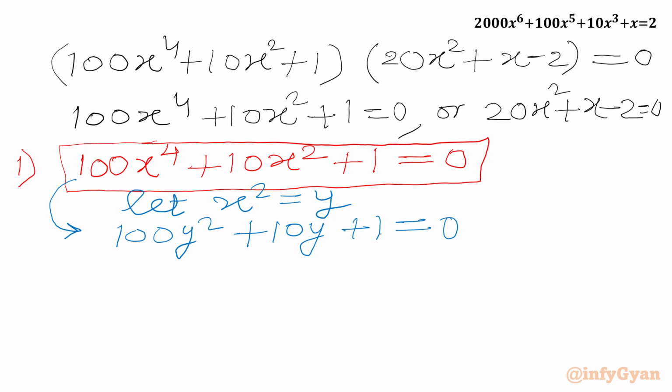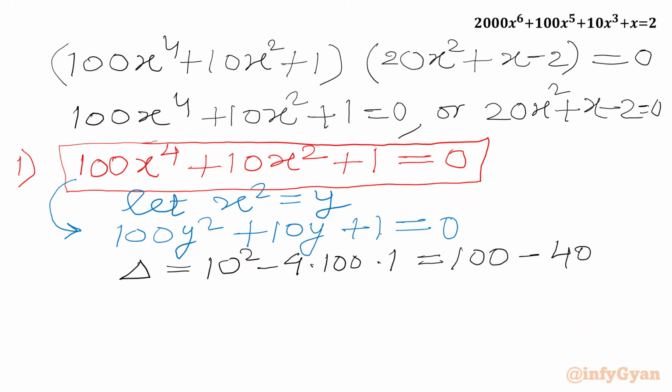Let us find discriminant of this equation, which I will denote by delta. It is b square minus 4ac. So 10 square minus 4 times 100 times 1, which will be equal to 100 minus 400. So discriminant will become minus 300. We are going to get complex solutions.